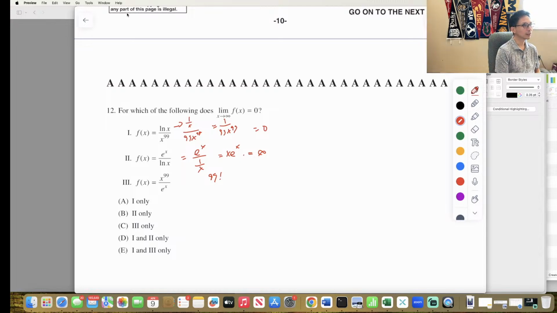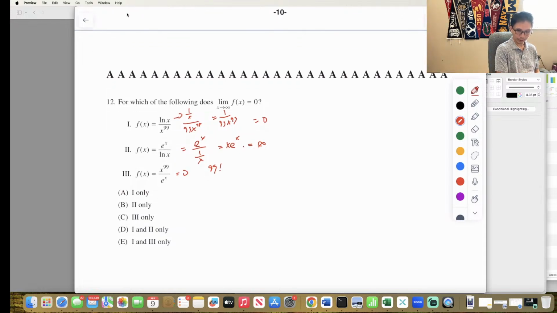No, right? So how did you know to do L'Hopital's just one time? Because you got infinity over infinity, that's an indeterminate form. And this is equal to 0. Because on the bottom it's still going to be e to the x. I take the derivative of top and bottom, 1 over x over 99x to the 98. If I go to infinity, that's going to go to 0 because the x becomes the bottom. Next question.